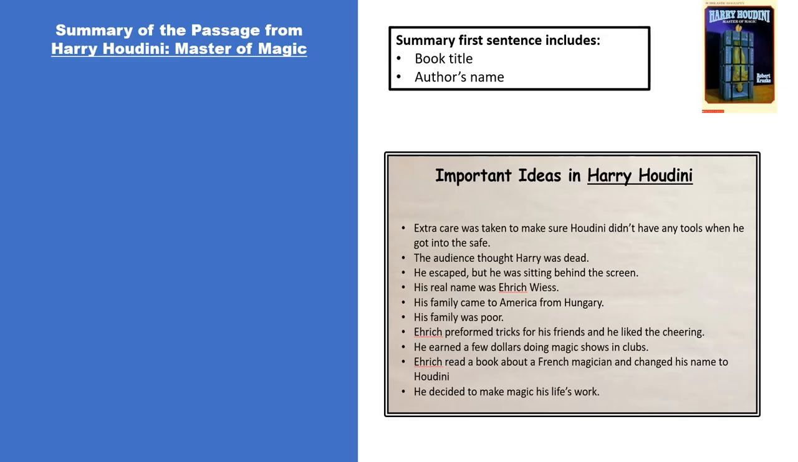So we are going to start building our summary from the passage of Harry Houdini, Master of Magic, that we've read. Let's think about what is important to include in the summary. I know some of the things we're going to use are listed in our important ideas chart, which you can see on the screen. And I think we know that in the first sentence, we need to include the book title and the author's name. But what else do we need to include in the summary? Take a moment and think about that.